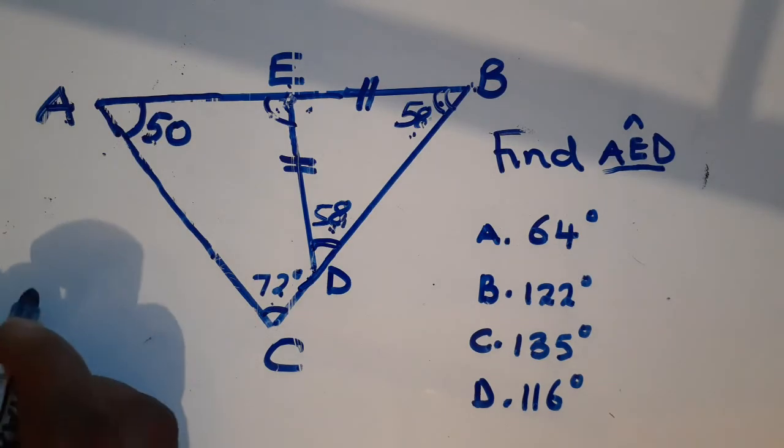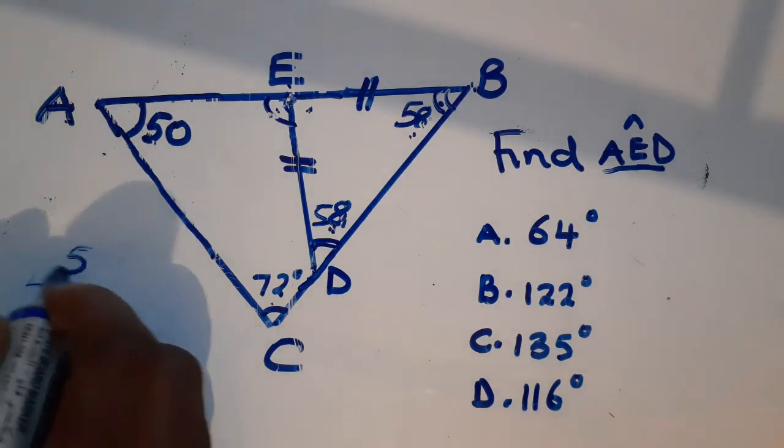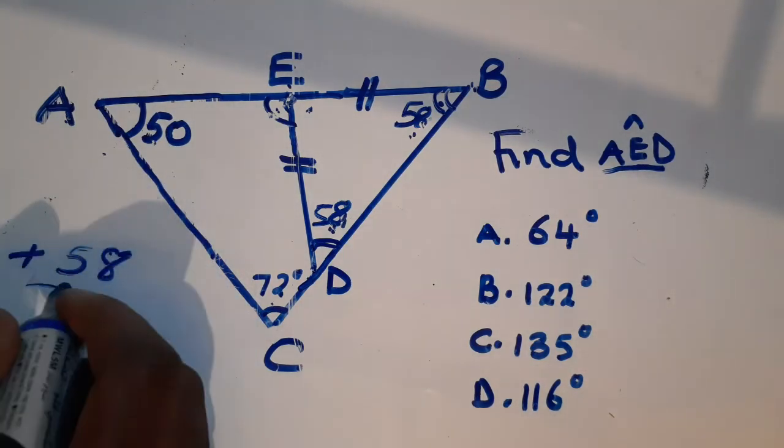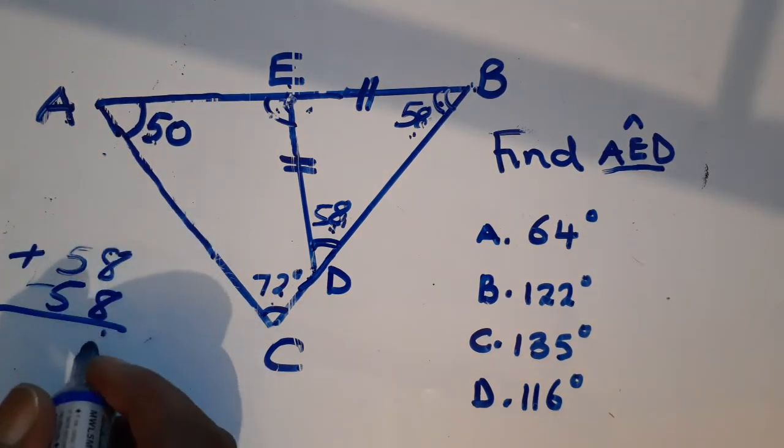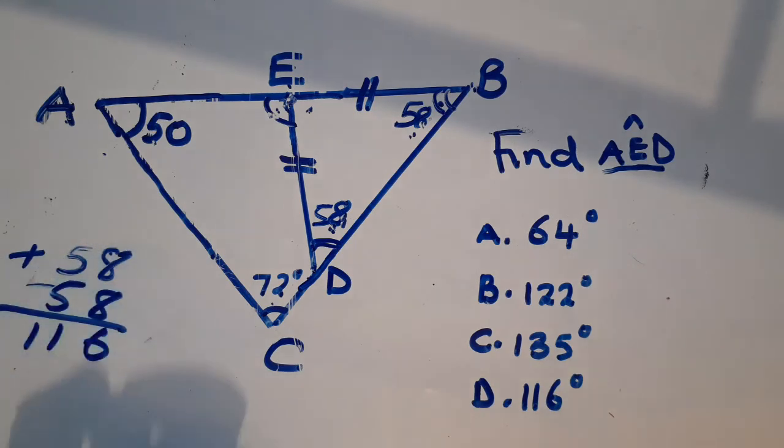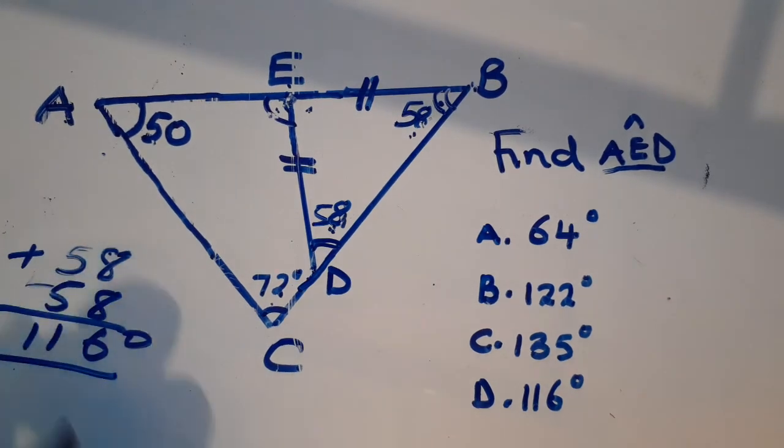So you say 58 plus 58. What do you get? This will be 6. This is 116 is what we are going to get. And we have our answer here.